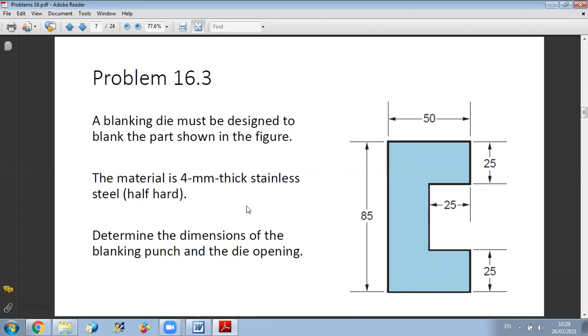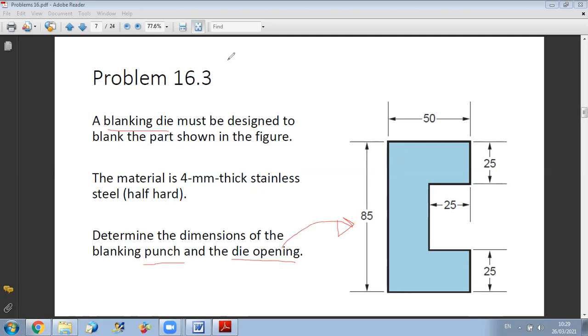First, because it's a blanking operation, the die opening dimensions are the same as the blanked part. So these are the blanked part dimensions. We know that in the blanking operation, the dimensions of the blanked part are equal to the dimensions of the die. So these are the dimensions of the die. Now, for the punch, what should the dimension be? We know that the punch is always smaller than the die.